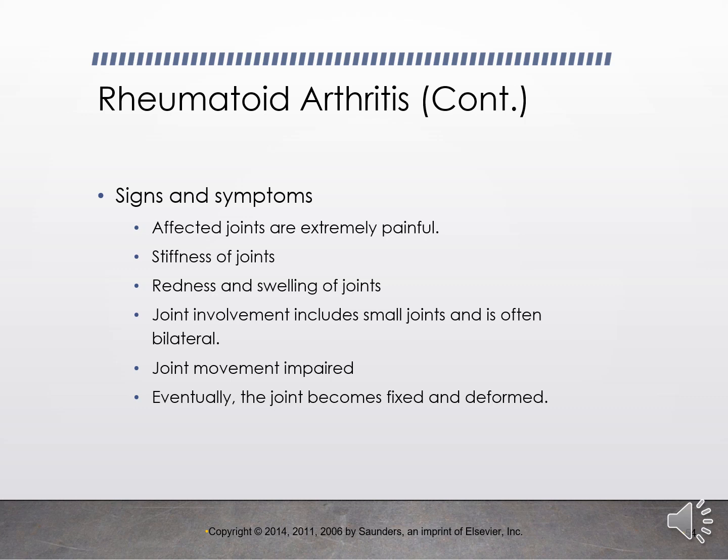Signs and symptoms are affected joints that are extremely painful, stiffness of the joints, redness and swelling of the joints. The joint involvement is usually small joints. It's usually bilateral, so both sides, both hands. The joint movement is impaired, and eventually the joint becomes fixed and deformed.